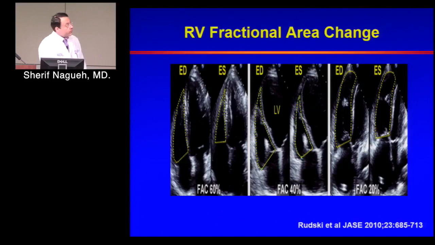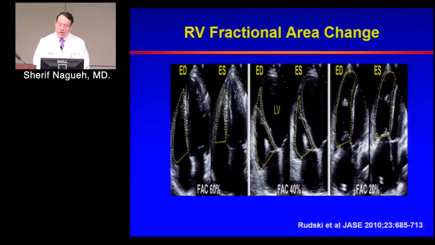In that panel, as you go from end diastole to end systole, the area visually dramatically decreases, and that is normal. Then you go to a stage where it does not decrease as much and doesn't decrease at all. So various grades of dysfunction. Typically, 35% is recognized as the lower limit of normal for the fractional area change.